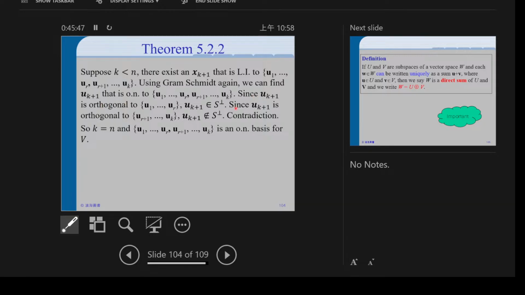Now we can use the property that S and S perpendicular are perpendicular to each other. So u_{k+1} is orthogonal to this orthogonal basis for S. So it's perpendicular to everything in S, so it's in S perpendicular. But u_{k+1} is also orthogonal to this orthogonal basis for S perpendicular.